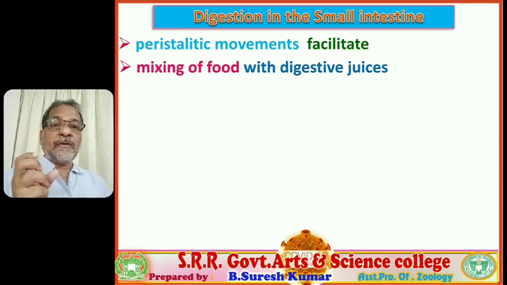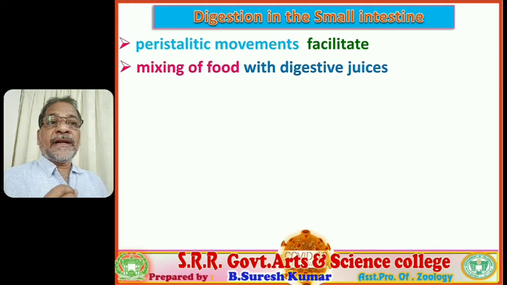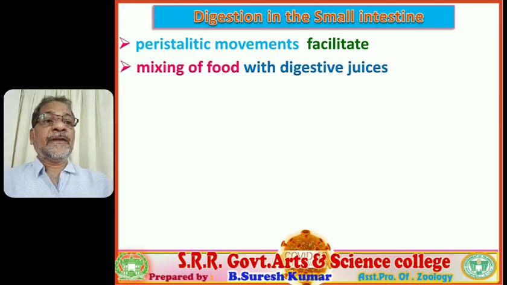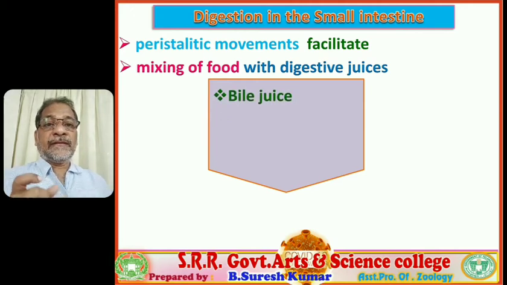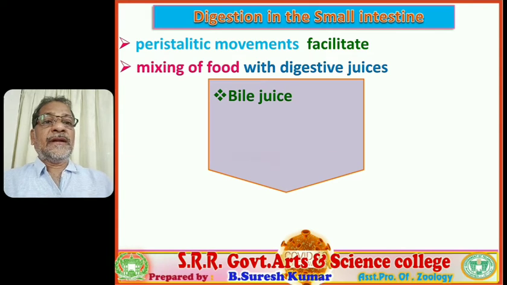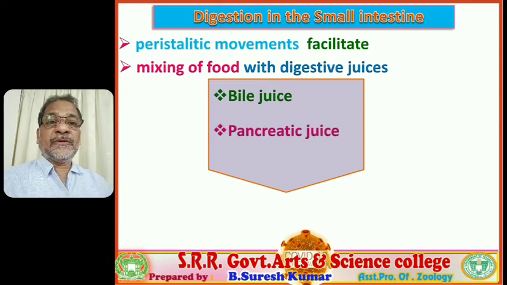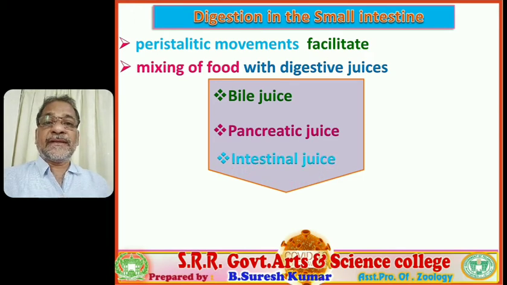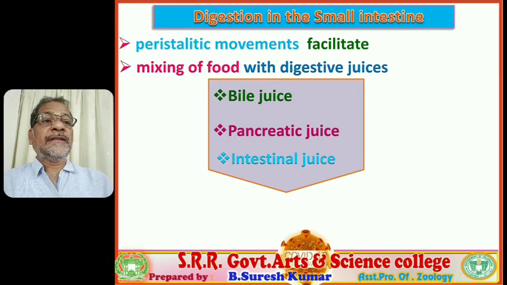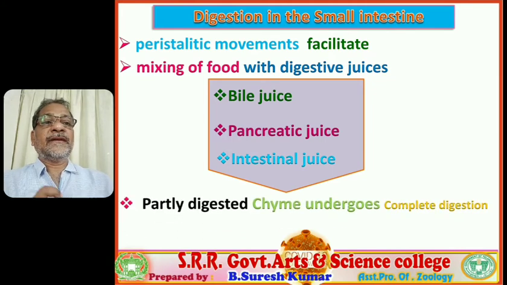Why? Because when chyme drops into the small intestine, three kinds of digestive juices are released into it. What are they? First one, bile juice. The liver releases bile juice, which is stored in the gallbladder. On contraction of the gallbladder, the bile juice discharges into the small intestine. In the same manner, pancreatic juice is released from the pancreas, and intestinal juice is released from the intestinal glands. All these three digestive juices mix with food, and the partly digested chyme undergoes complete digestion.